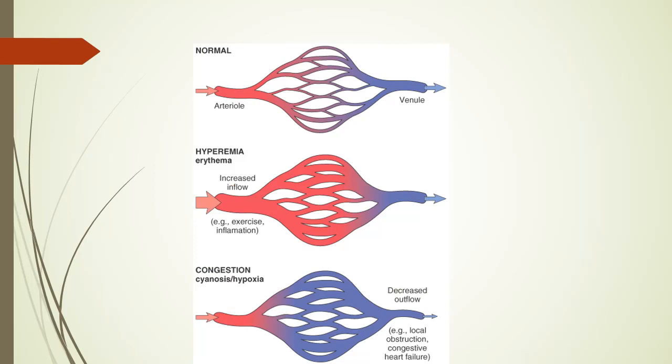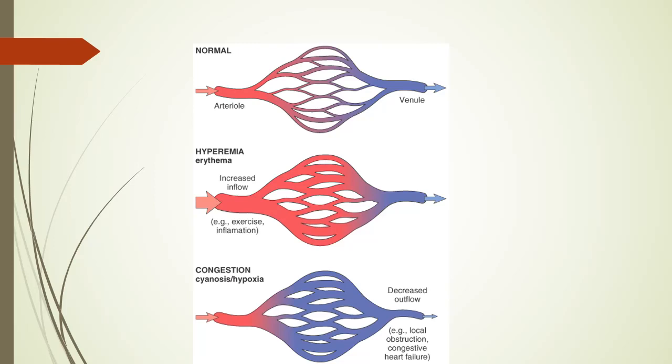This diagram illustrates the normal case, the case of hyperemia, and the case of congestion. Here is the normal arteriole with the capillary network and venule. But in the hyperemia case, there is an increase of the blood flow to the tissue due to dilatation of the arteries and arterioles, with accumulation of the blood in arterioles and capillaries. As I mentioned, the examples for this hyperemia may be physiological, like exercise, or pathological, like acute inflammation in any part of the body. It leads to increase of the blood flow to this tissue.